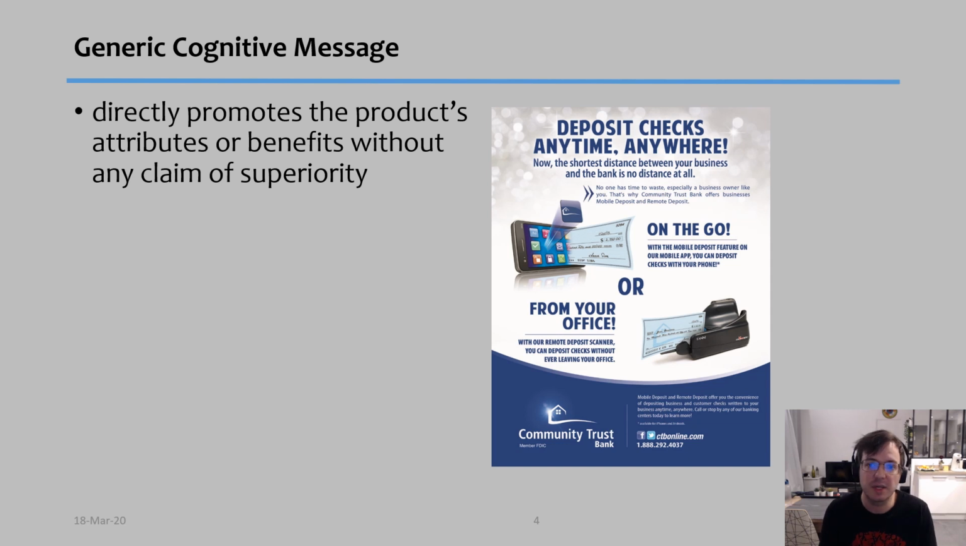Okay, in this case I'm giving here the example about Community Trust Bank, where basically they created this advertisement saying that you can deposit checks anywhere and anytime, on the go or from your office, and so on. So here they're not saying they're the best. They're not saying that, oh, we're better than all the other banks. No, but rather they're just displaying the attributes of their product. And that's why we classify this type of message as a generic one.